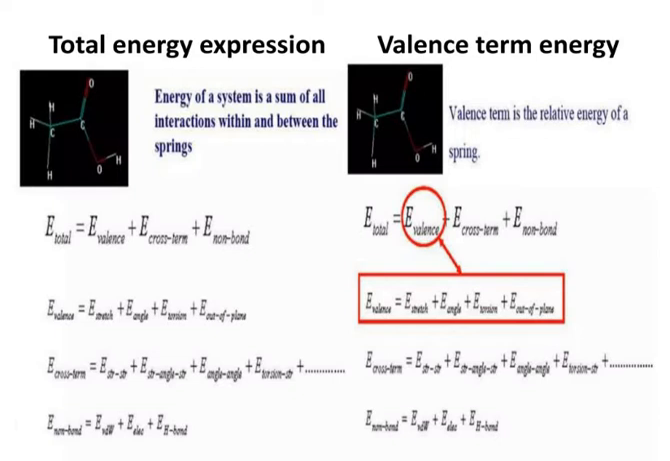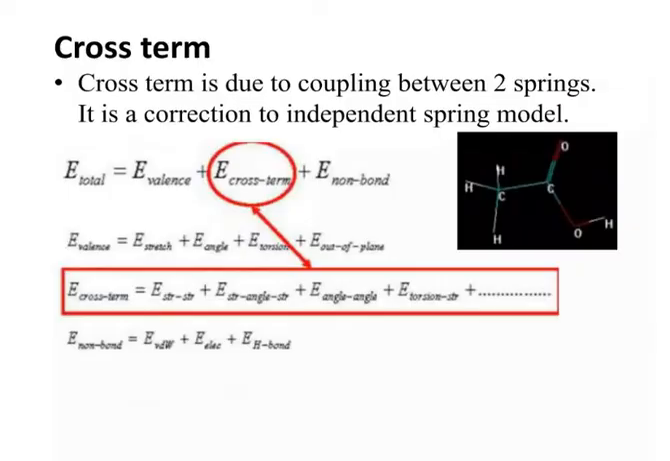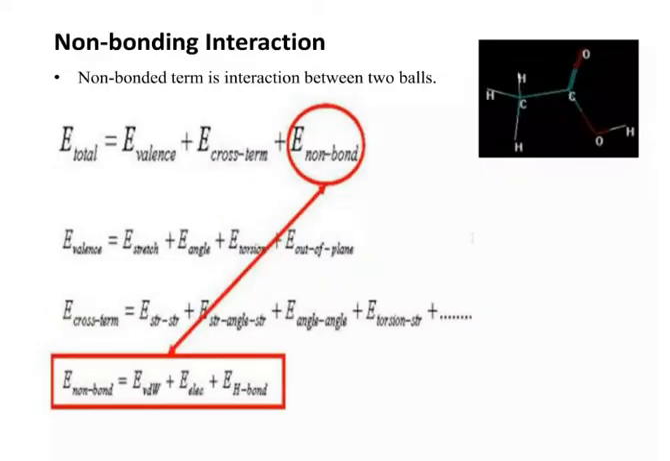So the valence term is the relative energy of a spring. Valence terms are interactions within the spring. A spring wants to relax to its original shape. The cross term is due to coupling between two springs. It is a correlation to independent spring models. The non-bonding term is the interaction between two balls. You can see the non-bonding equation here.